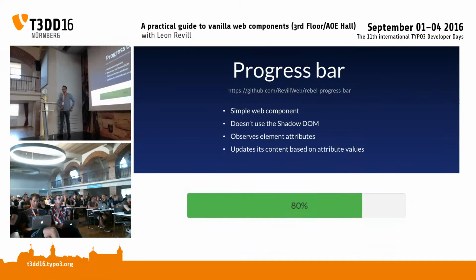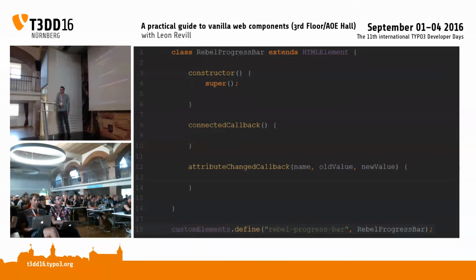So now we know the basic anatomy of a component, we can start building an actual proper web component. So the first one we're going to build is a progress bar. It's available at GitHub via that link if anybody wants to go and check out the code now or afterwards. It's going to be a very simple component. It doesn't use the shadow DOM. It's going to observe element attributes using the attribute change callback, and then we're going to update the contents of that component based on that value changing, which you can see down at the bottom. So a really simple component, and that's what we're going to build next.